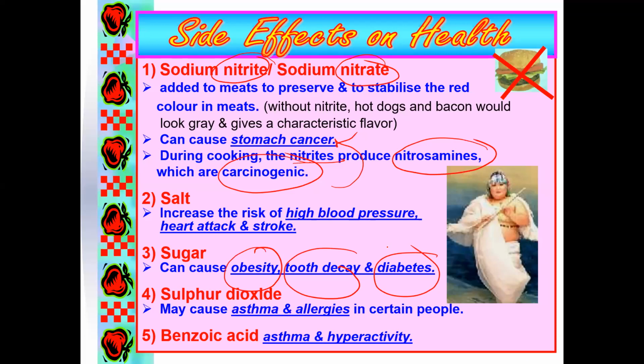Benzoic acid, the one you saw in your oyster sauce or whatever. Okay, all your sauces, they give you asthma and hyperactivity. People who cannot sit still. Who in your class cannot sit down quietly? You'd better go and check what they are eating. Okay, that's very, very important.